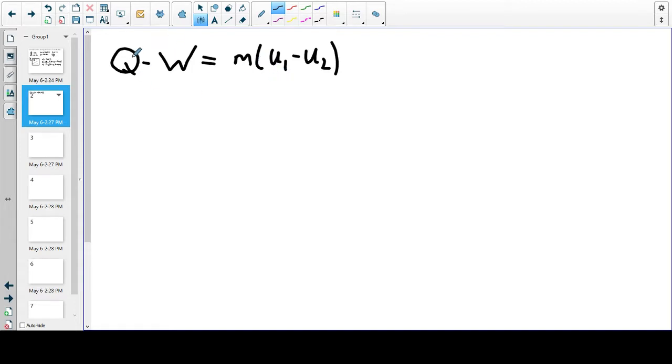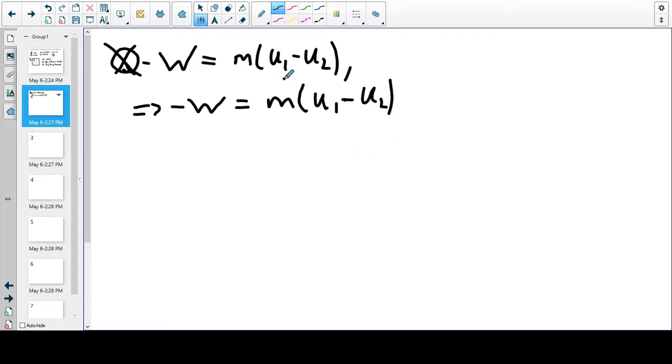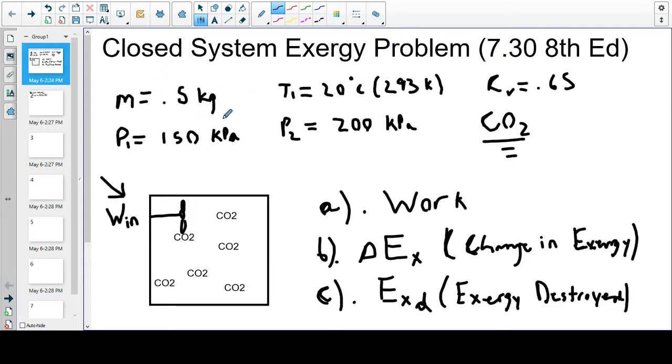But remember for this problem, this Q term is zero because it is an insulated tank. I should have drawn little lines around the tank, but yes, insulated tank, which means that we have negative work is equal to M times U1 minus U2. And what we have here is the mass value, which was given in the original problem statement.